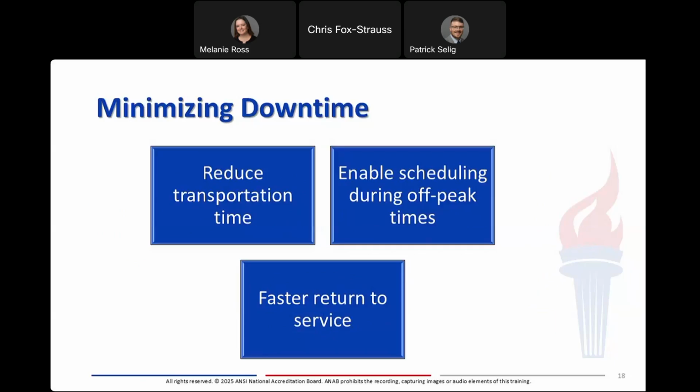For minimizing downtime, it does reduce transportation time and could enable the laboratory to schedule calibrations during off-peak times. With that said, that could also be organized with an external calibration service provider as well. So that's something to consider if you're looking at in-house calibrations versus outsourced. And then as well, it could have a faster return to service of equipment for equipment that no longer needs to be sent out to a calibration service provider.